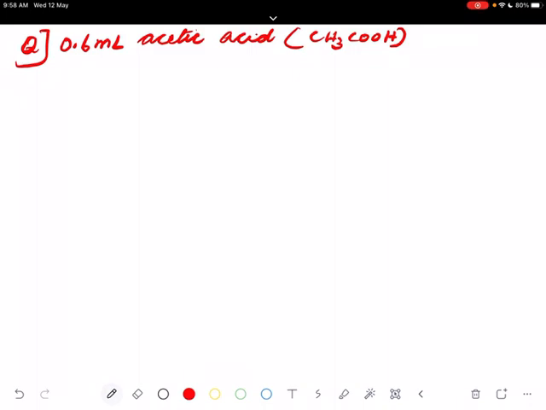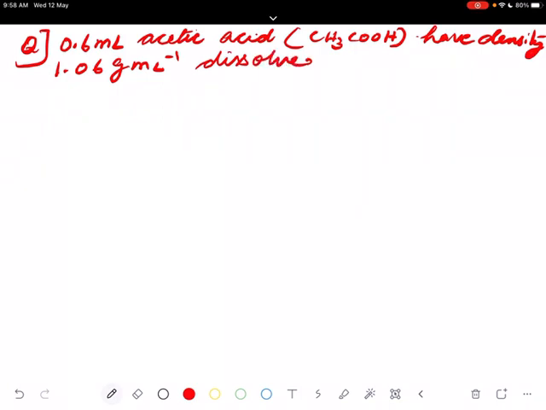So here let's see what is the question asked. 0.6 ml acetic acid having density 1.06 gram per ml dissolved in 1 liter water. So this is acetic acid in water, so it is partial dissociation. i is equal to 1 plus alpha.